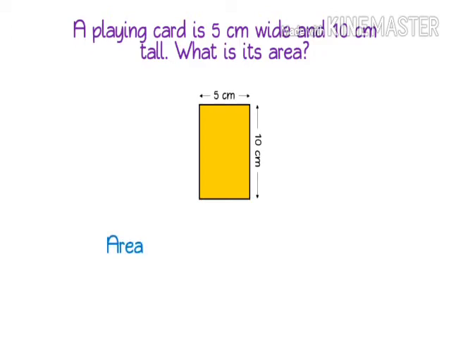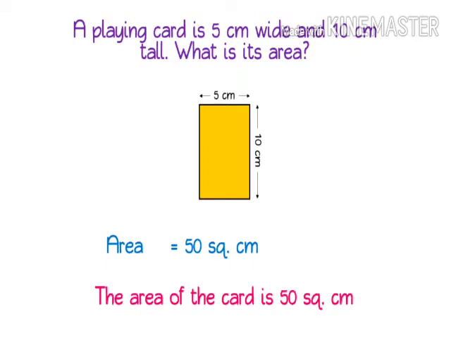Area of a rectangle is length into breadth. We know that the length is 5 centimeters. Let's put that value in. We know that the breadth is 10 centimeters. Let's put that value in. We multiply them and get the area. The area of the card is 50 square centimeters.